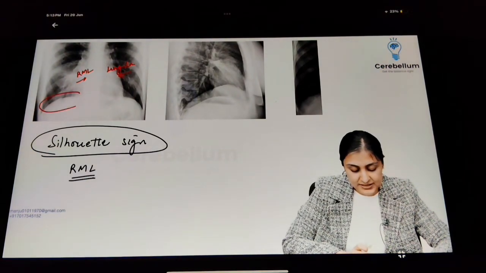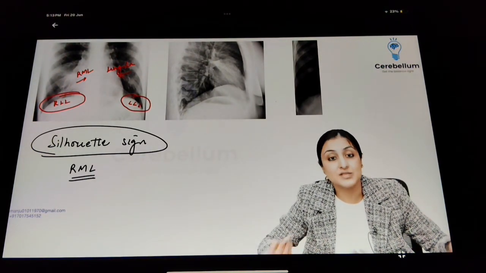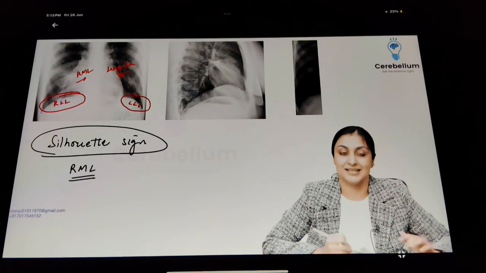If something silhouettes the diaphragm, that is the right lower lobe or the left lower lobe. So if you see silhouetting of the diaphragm, that's lower lobe. If you see silhouetting of the heart border, it's middle lobe. That's how we use the silhouette sign.